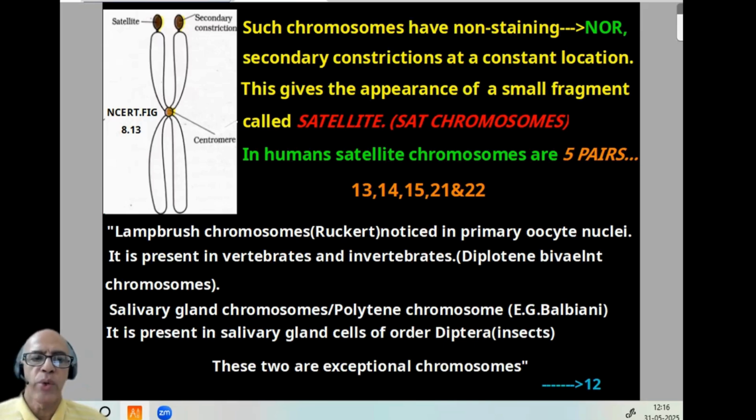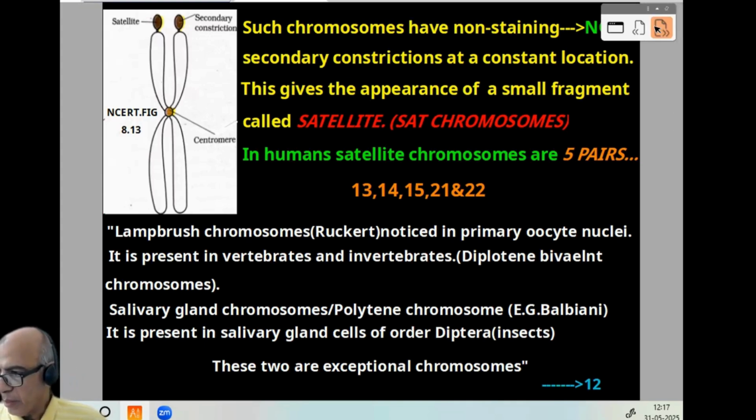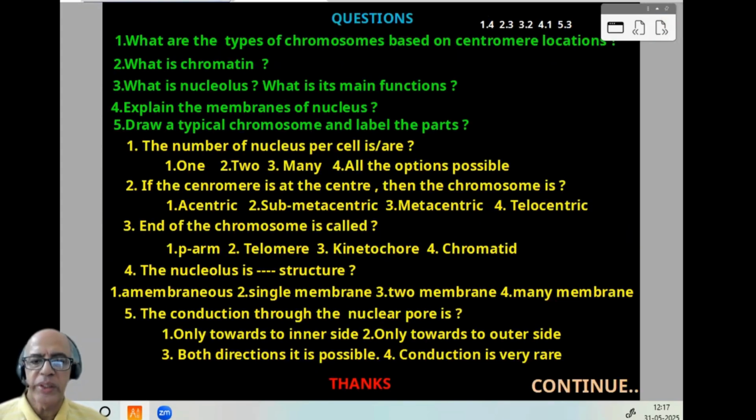Another giant chromosome is called the salivary gland chromosome, otherwise called the polytene chromosome. This is concerned with the scientist E.G. Balbiani. It is present in salivary gland cells of Diptera insects, which is why it is called the salivary gland chromosome. Numerous threads will be there, so polytene chromosome. These two are exceptional giant chromosomes, not directly in NCERT, but mentioned just for namesake. At least you can eliminate when these options come. After that, on the next page, there are 5 theory questions and 5 NEET model questions with the key.